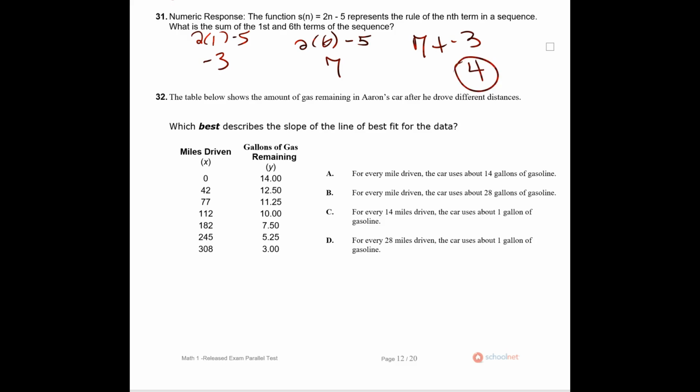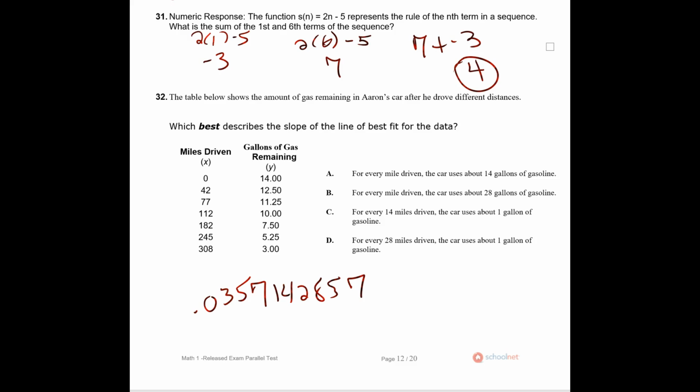All right. The table below shows the amount of gas in Aaron's car after he's driving, which describes the slope of the line of best fit. So we have to put this in our table. And I just remember the answer because I did this earlier before I created the video. When you put this in your table, you get the slope to be 0.035714285.7. And so you have to figure out which one represents.